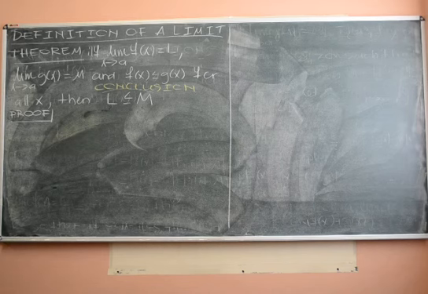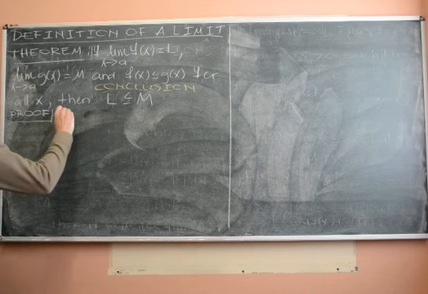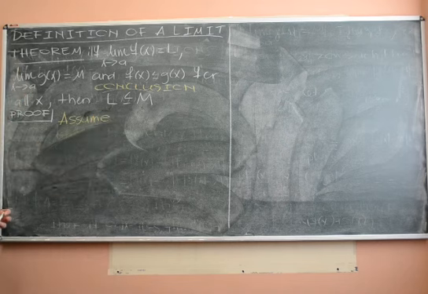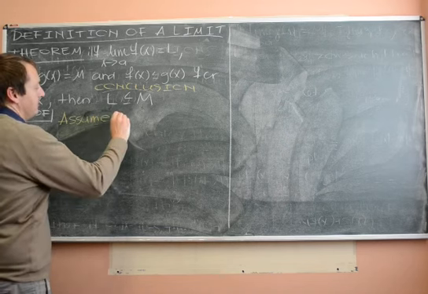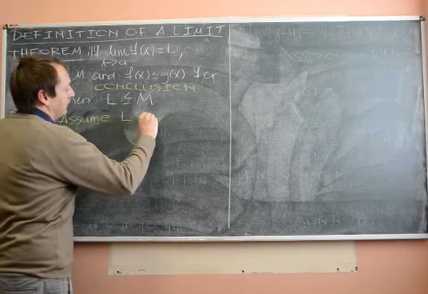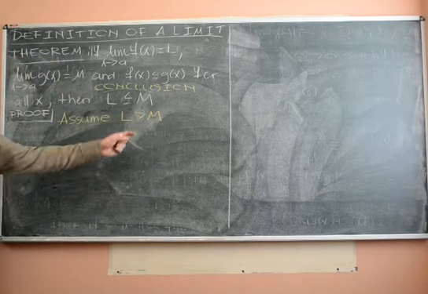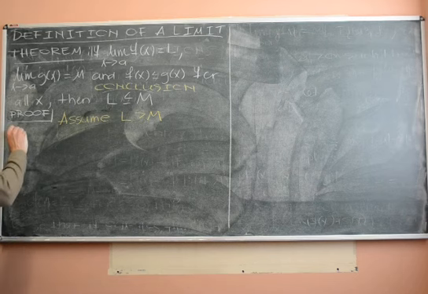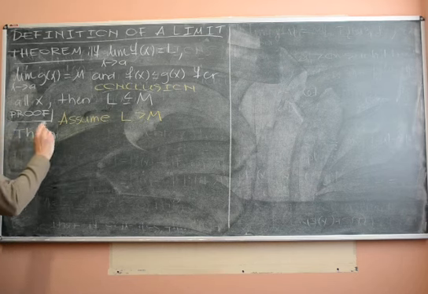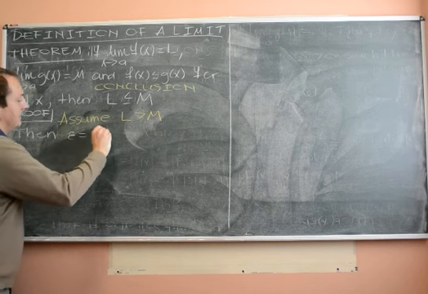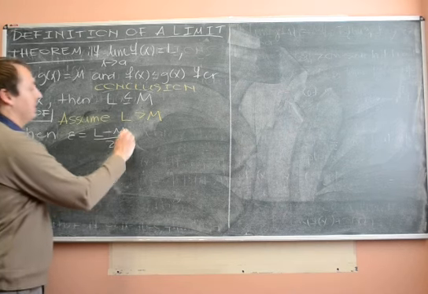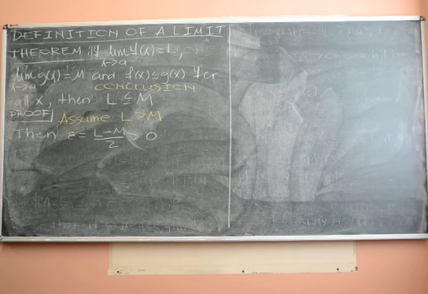So what are we assuming? We're assuming that the conclusion isn't true, so we're assuming that L is in fact bigger than M. Not equal, strict inequality. L is bigger than M. Well, what happens when L is bigger than M? Then if we let epsilon be, say, L minus M over 2, this is going to be bigger than 0.